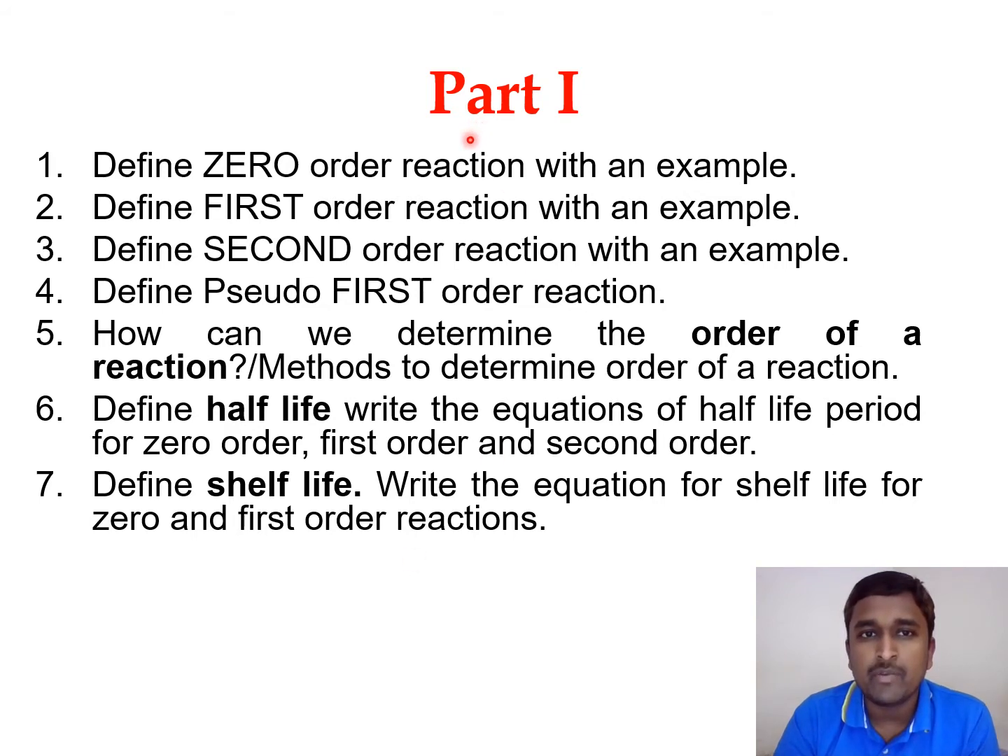In part 1, we'll discuss the various orders of reactions such as zero order, first order, second order and pseudo first order, and how to determine the order of the reactions also. We'll also discuss what is half-life and how to find out the half-life for zero order, first order, second order. Similarly, what is shelf-life? How to find out the shelf-life for a zero order and first order reaction.